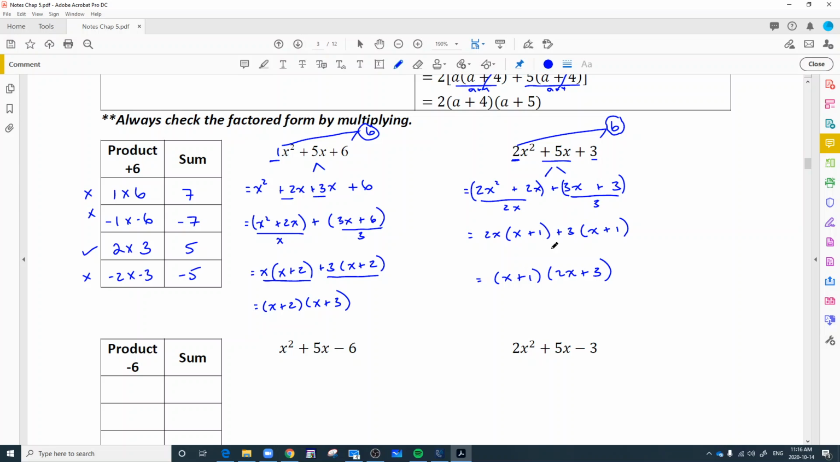This one, you'll notice that I got x plus 1 and 2x plus 3 because of the 2 out front, and I had to do this whole method. So those of you who've been factoring for a while, I want you to notice when the coefficient is a 1, you can jump right from here down to the last step if you want. But when the coefficient isn't 1, you have to go through the whole method and then you get your answer.